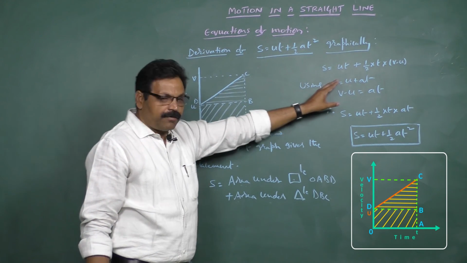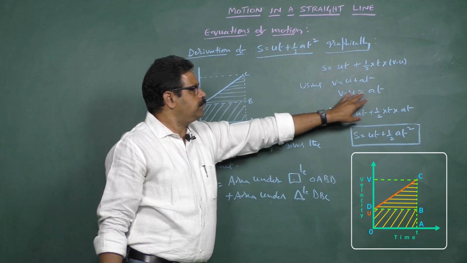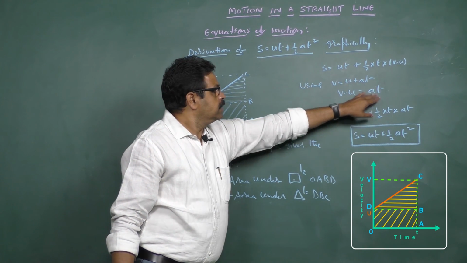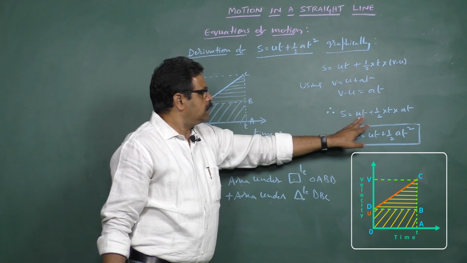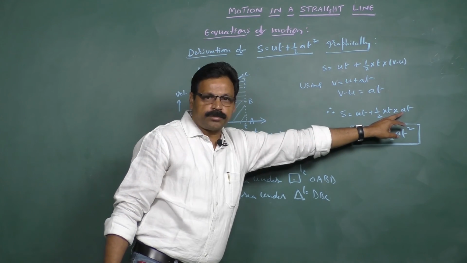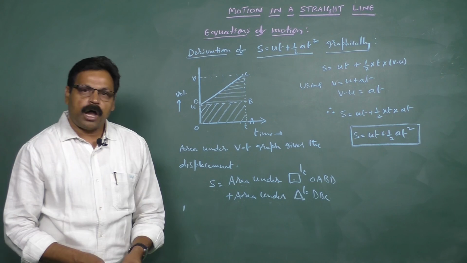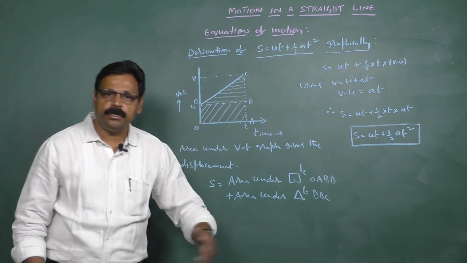And already we have knowledge that v is equal to u plus at. Therefore, v minus u can be written as at. Substituting that value over there, S is equal to ut plus half into t, in place of v minus u, I am substituting at. Therefore, S is equal to ut plus half at square. That is going to be the equation.